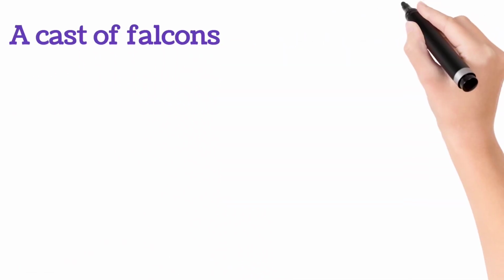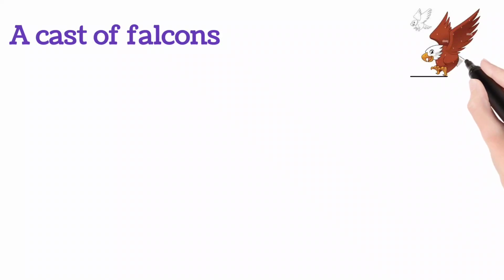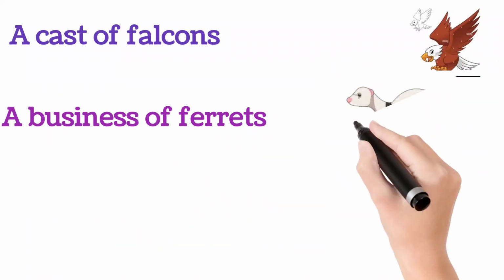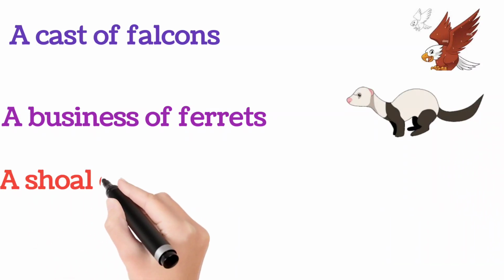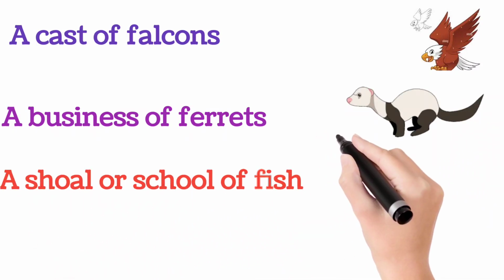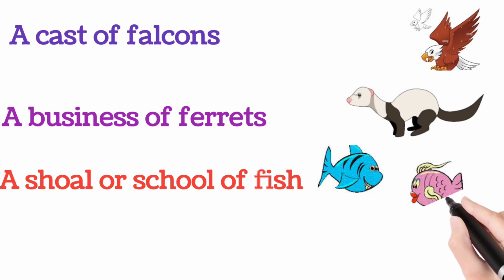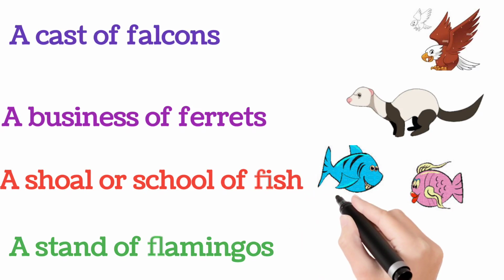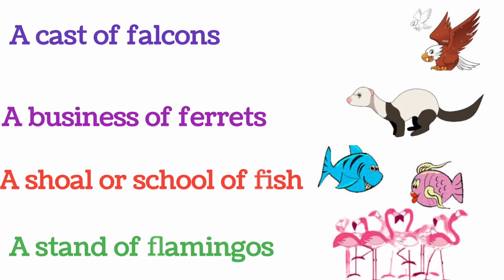A cast of falcon. Here you can see the falcon. A business of ferrets. A shoal or school of fish. A stand of flamingo. Cast, business, shoal, school and stand are the collective nouns.